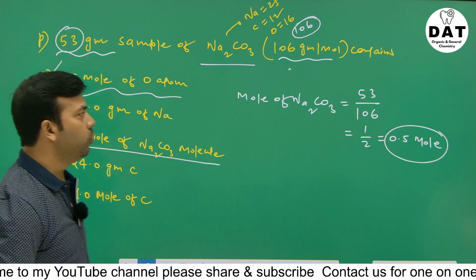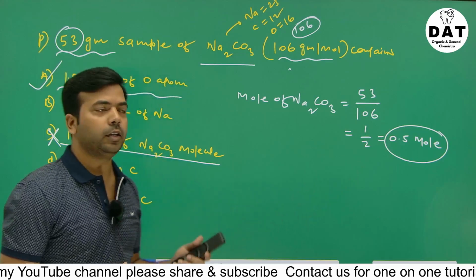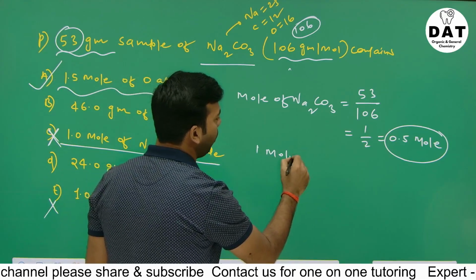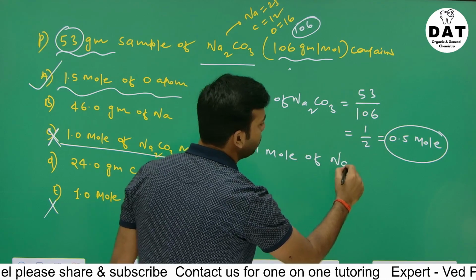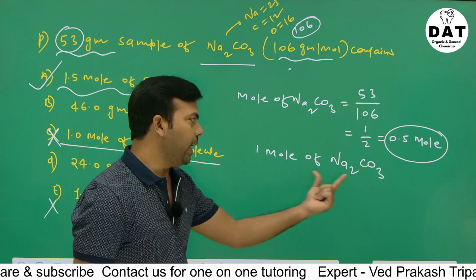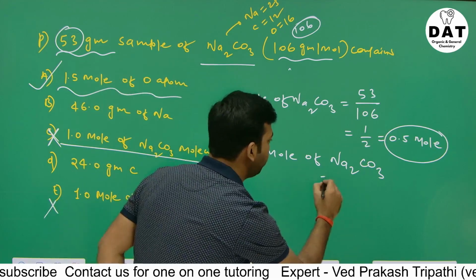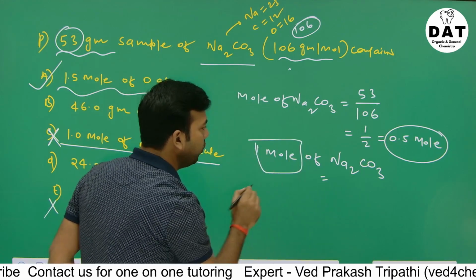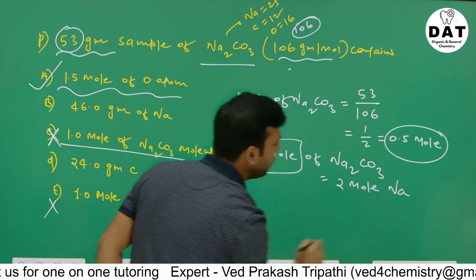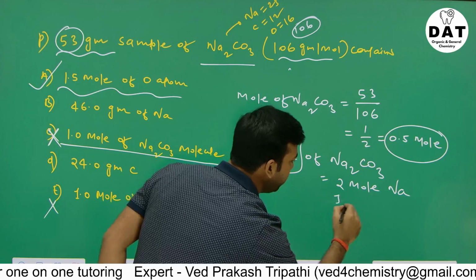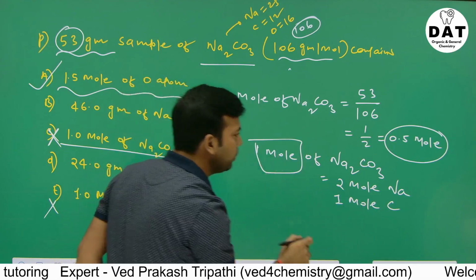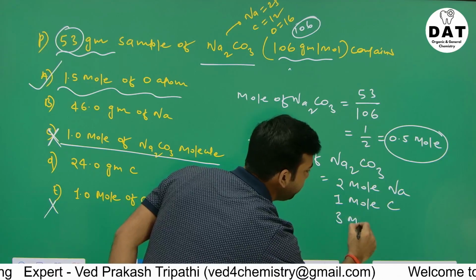Clear? So once you have the total mole, then you can analyze in this way. So we can say 1 mole of Na2CO3. Now look at 1 mole of Na2CO3 has, in terms of 1 mole I am talking about, 2 mole sodium, and 1 mole carbon. Why? Because their number of atoms are the same. And 3 mole oxygen.